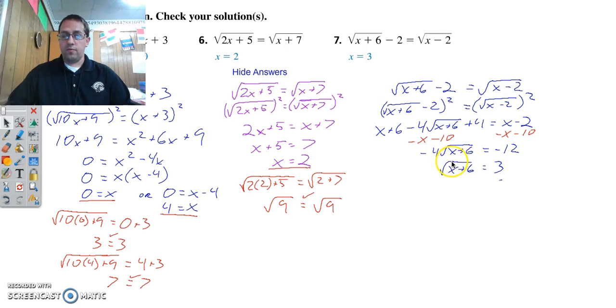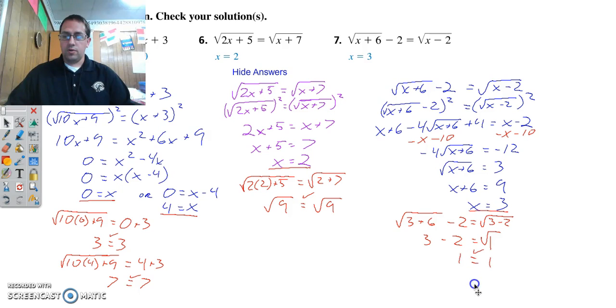Divide both sides by -4. Never distribute in. Square both sides, and we end up with x plus 6 equals 9. And so x equals 3. Plug that back in, check it, and 1 equals 1. So it works.